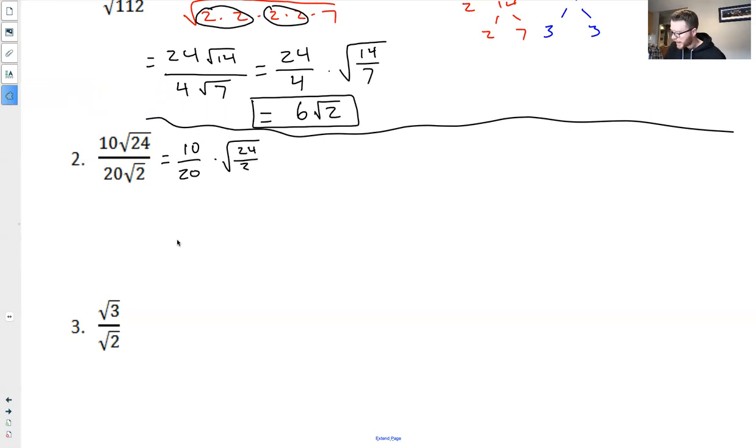Okay, so 10 divided by 20 is 1 over 2, and 24 divided by 2 is 12. So this gives us root 12 divided by 2, right? Root 12 multiplied by 1/2 will be root 12 divided by 2. Okay, we need to simplify our root 12. So 12 can be broken down to 2 and 6 and 2 and 3.